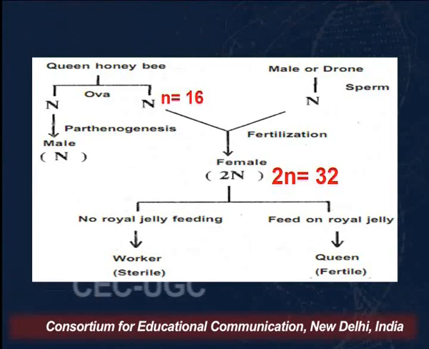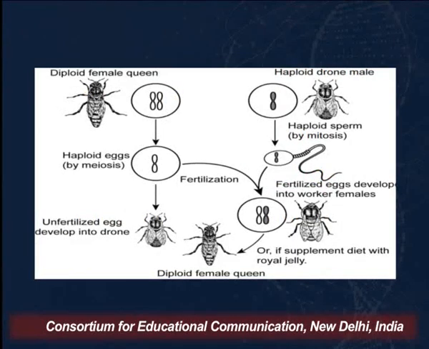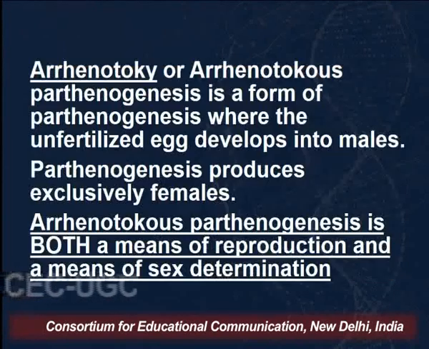On the extreme right you find that it is fed on royal jelly, it becomes a queen and again it is fertile. And if there is no royal jelly feeding, then it remains a worker and it is sterile and it will do all the other household chores. So in this diagram you would find how the supplementing of diet with royal jelly can change a normal female into a sexually viable egg-laying female that we call the queen bee.